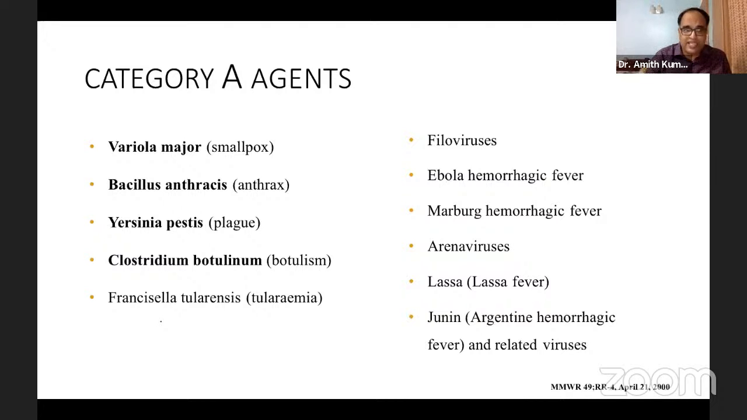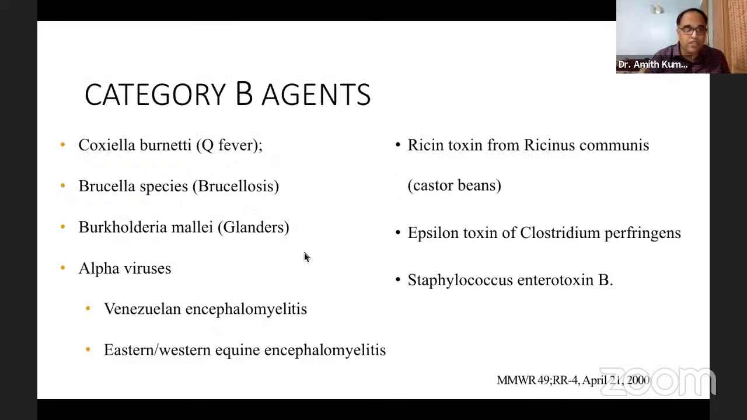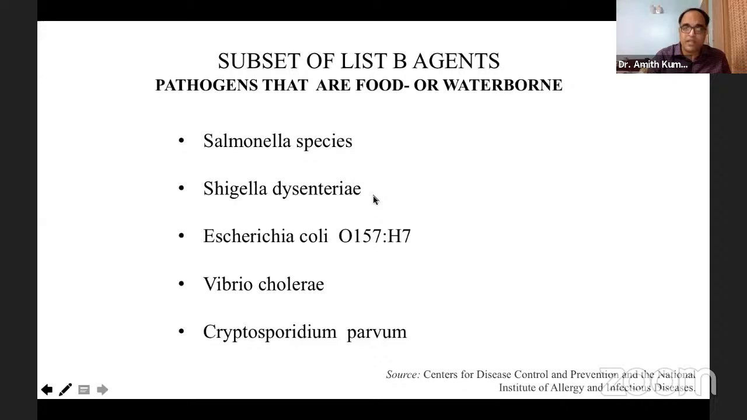Now going on to category B, these are moderately easy to disseminate and can cause moderate morbidity and low mortality, and require specific enhancements of the CDC diagnostic capacity for enhanced disease surveillance. The category B agents are Coxiella burnetii, which results in Q fever, the Brucella species, then glanders, then the alphaviruses, then ricin from the castor beans, then epsilon toxin of Clostridium perfringens, and the Staphylococcus enterotoxin. Then there is a subset of category B agents, pathogens that are food or waterborne, such as Salmonella species, Shigella dysenteriae, Escherichia coli, Vibrio cholerae, and Cryptosporidium parvum.